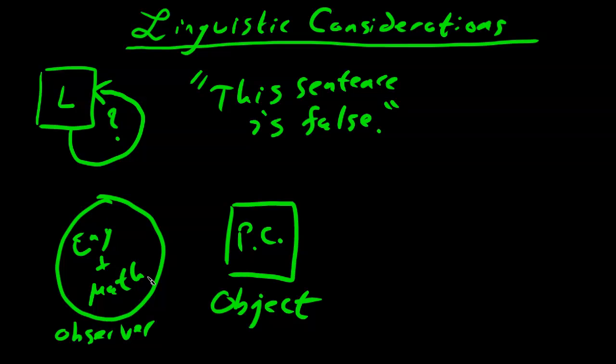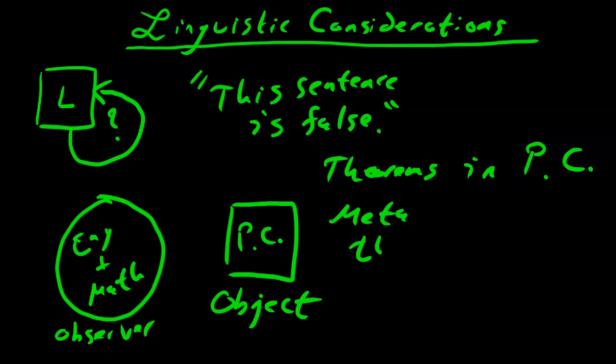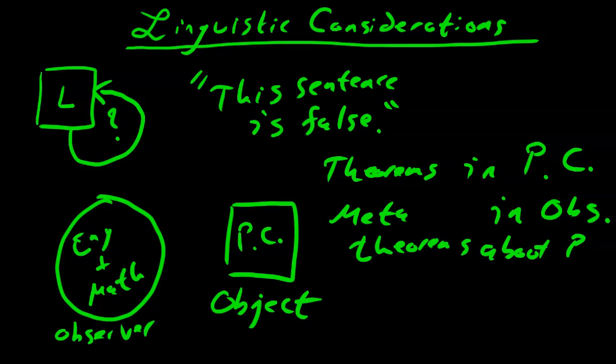This also means that we actually have two kinds of theorems. We have theorems in the propositional calculus, and we have meta-theorems in the observer language about the propositional calculus.